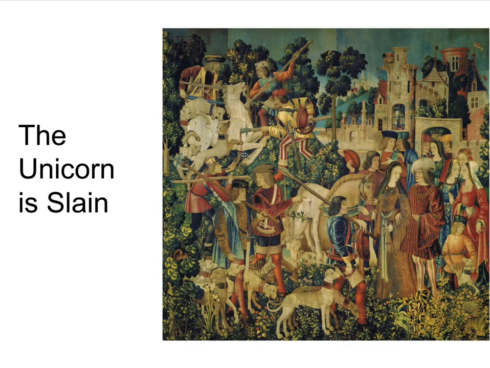Okay, here we have kind of two scenes in one. So up here in this corner, the unicorn is slain. This hunter is hurting and stabbing it. The unicorn is dying. And in this section of the tapestry, the unicorn is laying dead on the back of this horse. So this horse is carrying the unicorn back to the castle, and all the hunters are coming back with the unicorn as their prize.